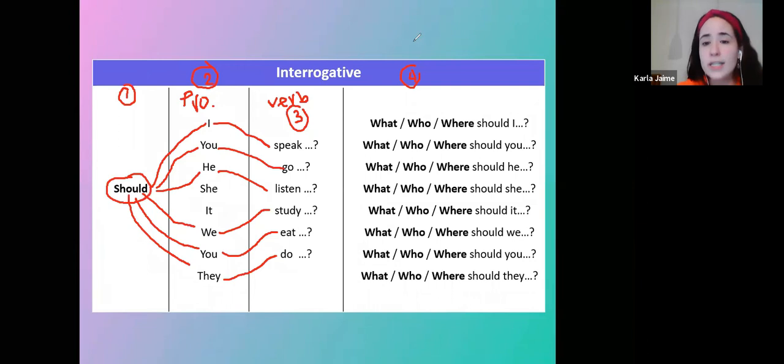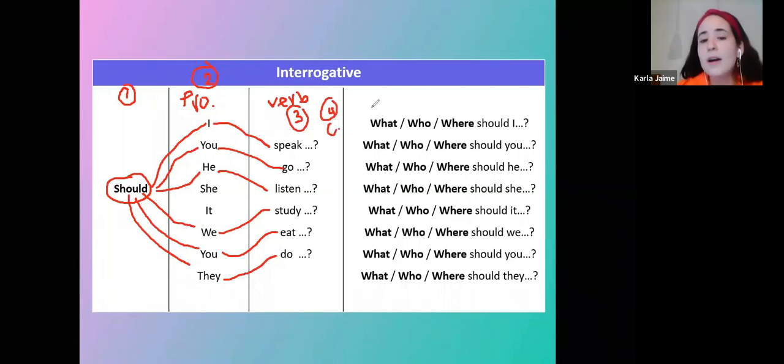So this is the form we do, we ask questions with should, but then we have the questions with WH words, okay, which are different. I'm sorry, the complement goes over here. Okay, this is number 4, the complement.